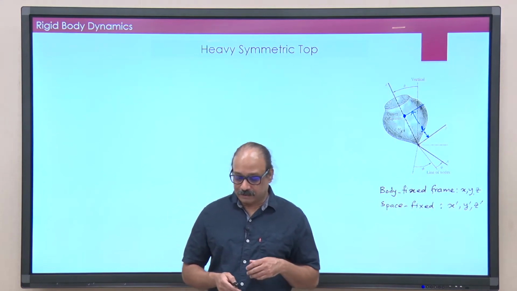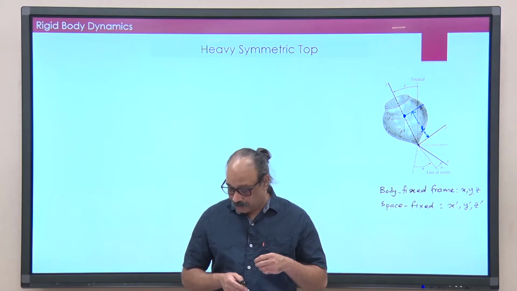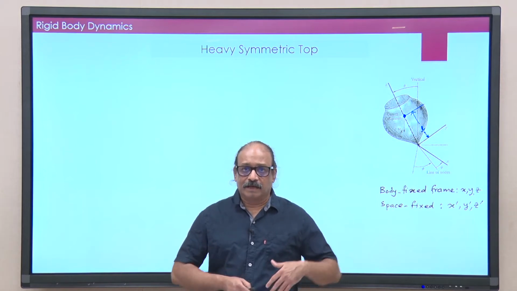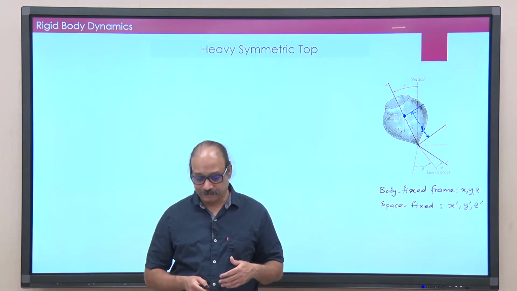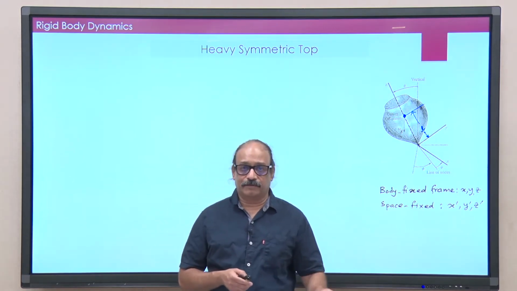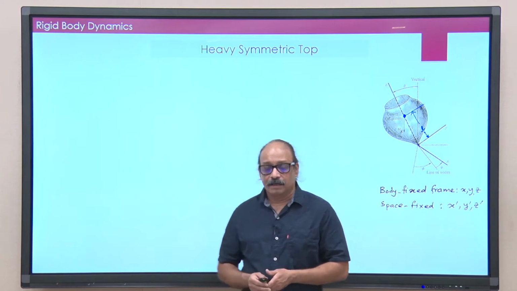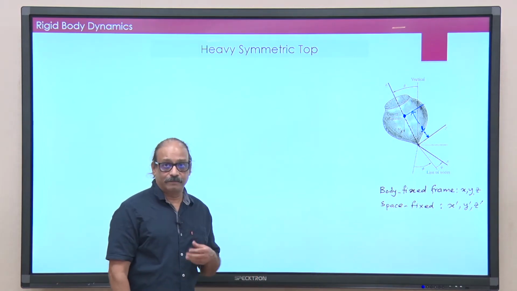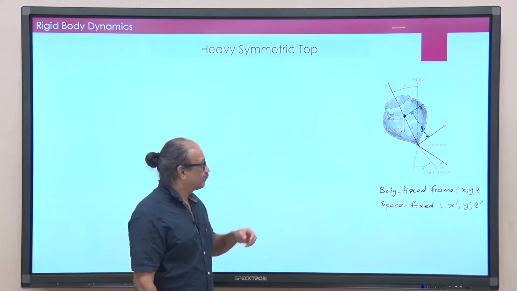Now, look at this idealized diagram. Here the body fixed frame I have marked as x, y, z, and the space fixed frame I have marked as x prime, y prime, z prime. While doing all the calculation, I do not want to put primes everywhere. Since we are going to work in the body fixed coordinate system, I will use x, y, z for it. Now, in this diagram, the meaning of heavy symmetric top is that we are going to consider gravity, the effect of gravity on the top.